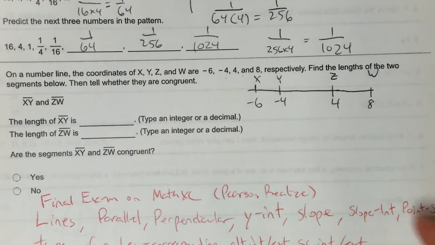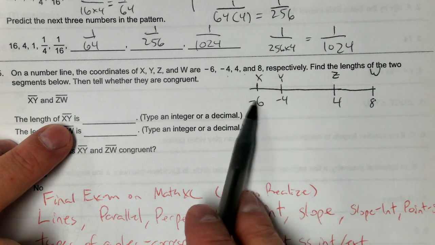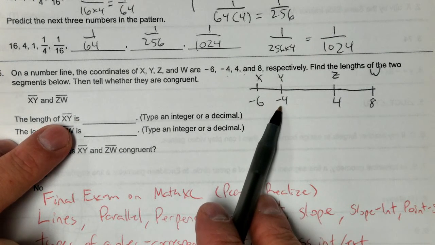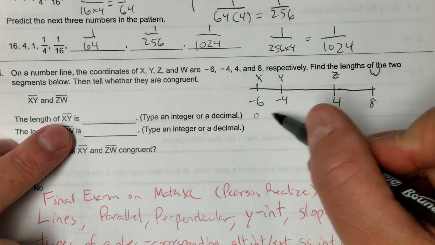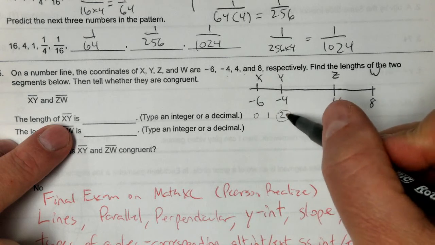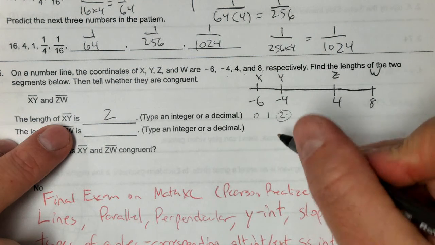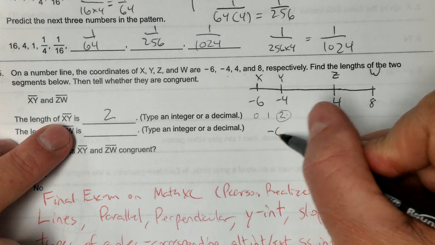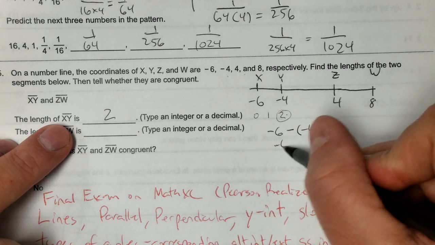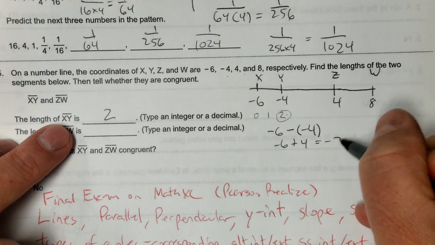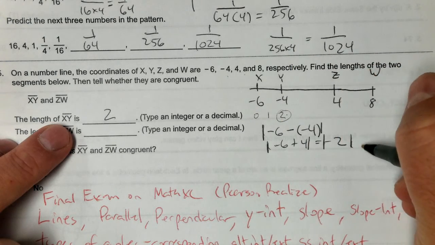So again, it may help if you draw a picture. We're looking for XY, so between here and here. Remember, when we're finding lengths, there's a few different ways to do it. You could act like it's 0 and then go to 1 and then 2, so 2 is your answer, which is right. Or you could use your formula, -6 minus a -4 would be -6 plus 4, which is -2, and you have to take your absolute value of all of that to get your +2.